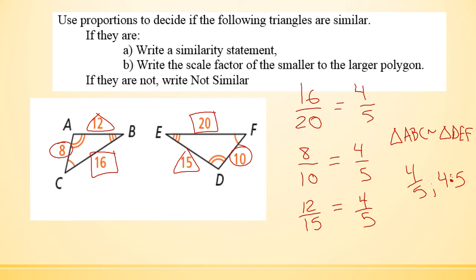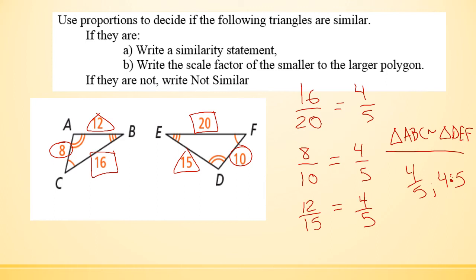All right. So yeah, I went again. You can go by the angle marks or just say biggest to biggest, smallest to smallest, leftover to leftover. So 16 over 20, 8 over 10, 12 over 15. They are all 4/5. Hey, they all check. So these must be similar. So I wrote my similarity statement, boom, right there. And then it asked me for the scale factor, smaller to larger.